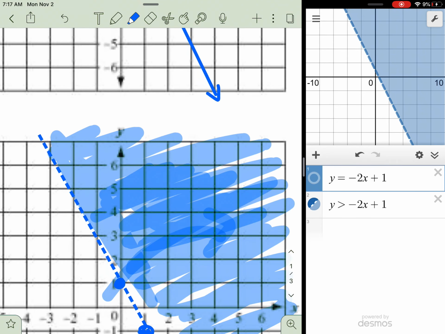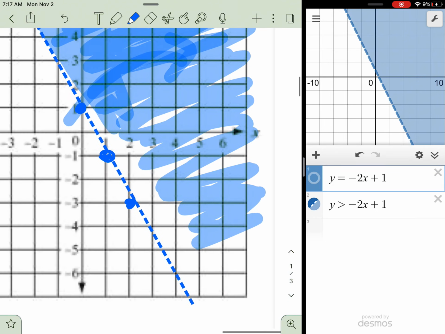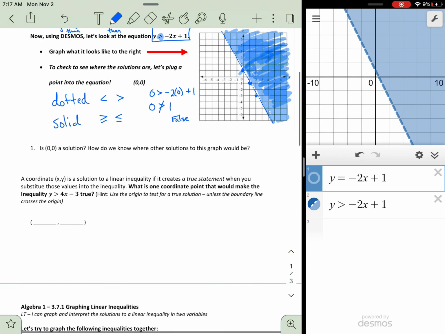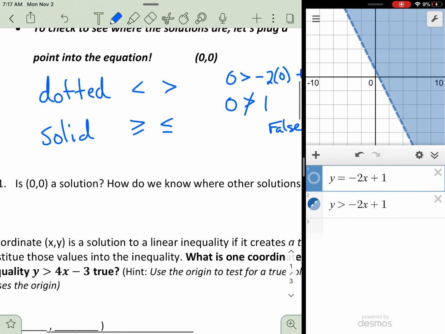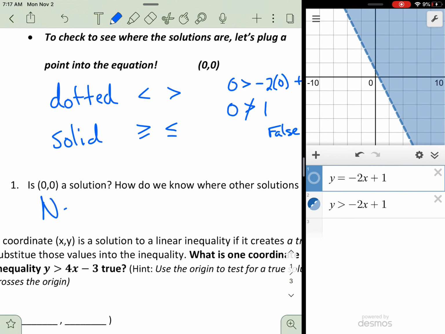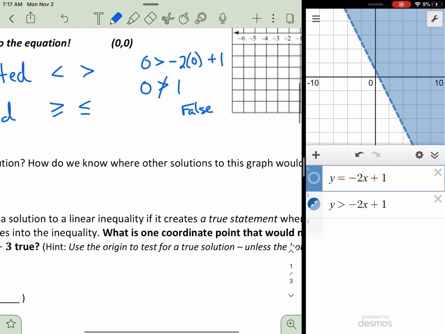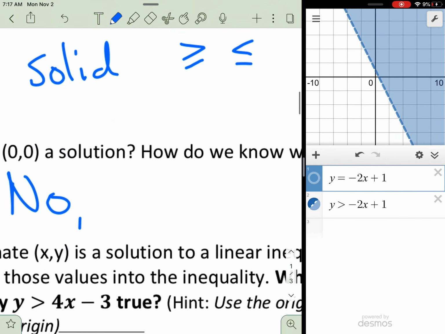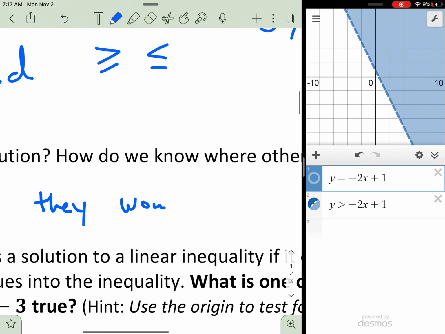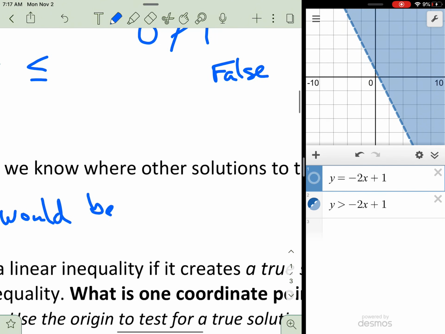Okay. Now, the last thing I'll say about that is that if it is a dotted line, you will not have solutions on that line. If it's a full line, you will have solutions, right? So, shade over there. All right, so it says, is 0, 0 a solution? We just checked it. No, it's not. How do we know where other solutions to this graph would be? Since it's false, they would be on the other side.